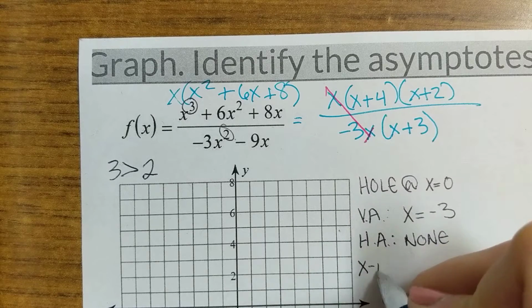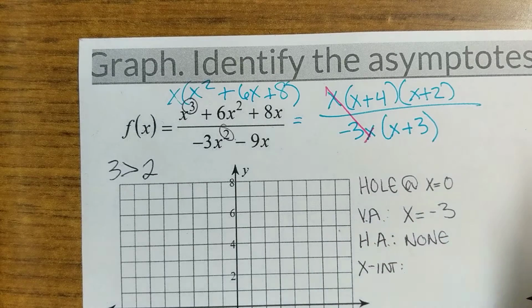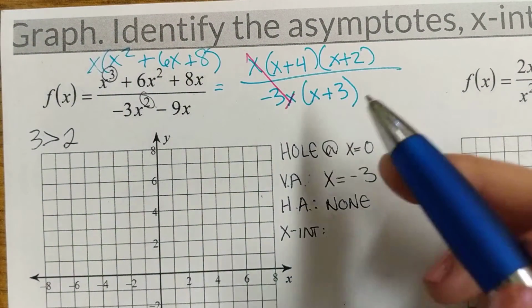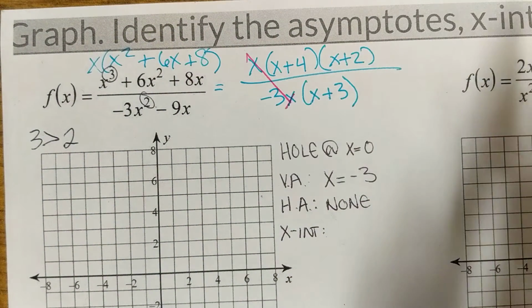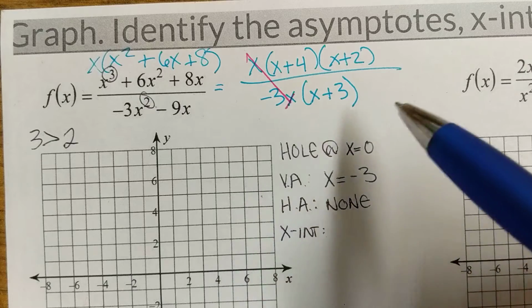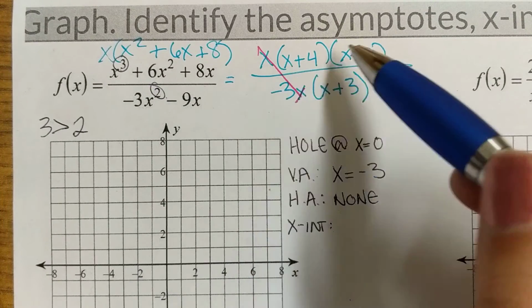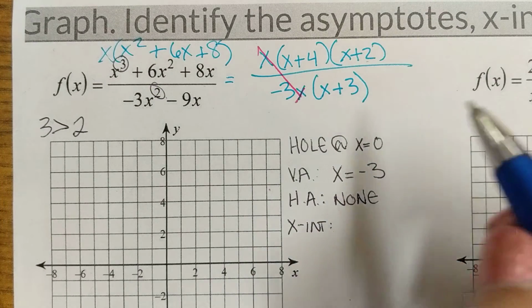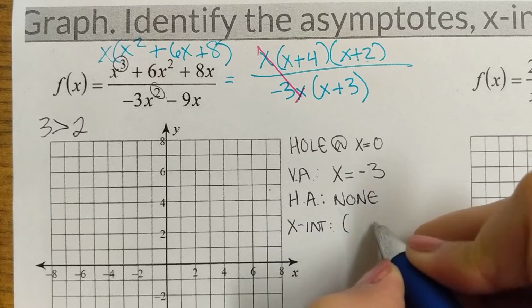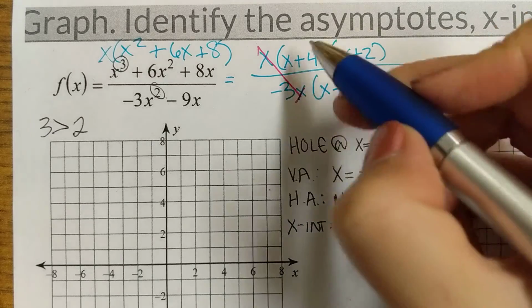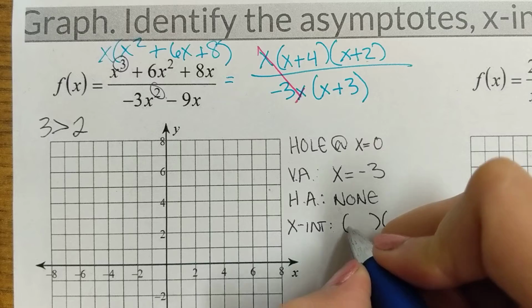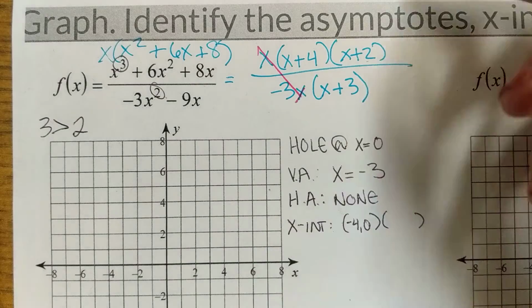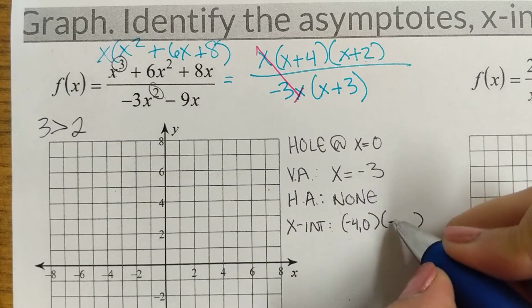All right, x-intercepts. Whatever makes the numerator 0 will also make the denominator obsolete. So anything that makes the numerator 0, the whole thing will be 0. So my x-intercepts, I have 2 of them. Whatever makes this 0, which is negative 4, and whatever makes this 0, which is negative 2.